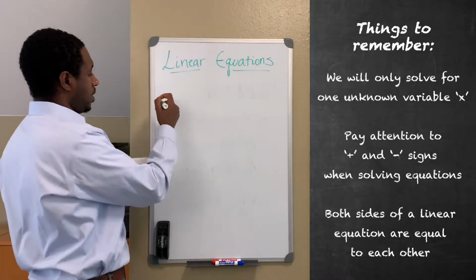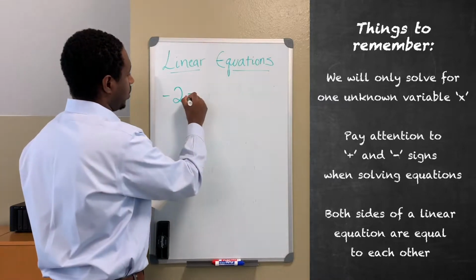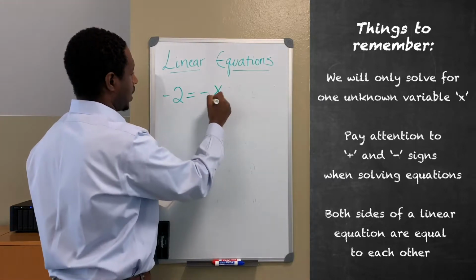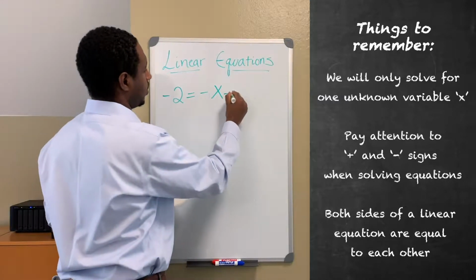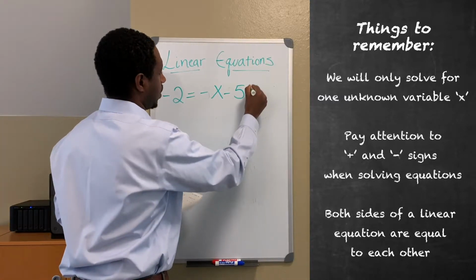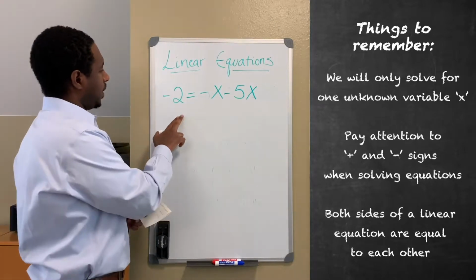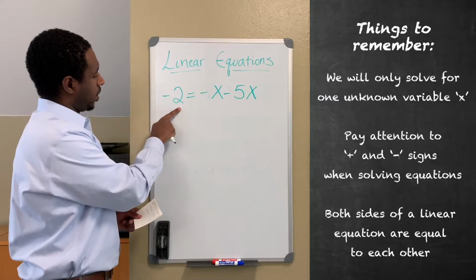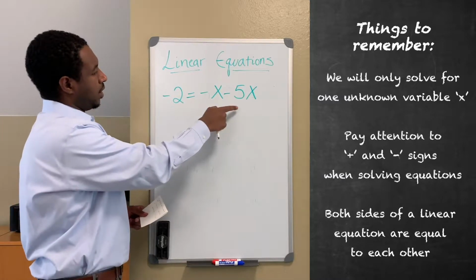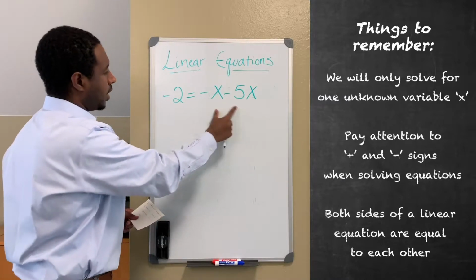All right, the next example is minus 2 equals minus x. You know, some people say negative x minus x, same thing. All right, so this is a bit different than what we have been doing because we have the constant term on the left side and the unknown and the coefficient on the right side.